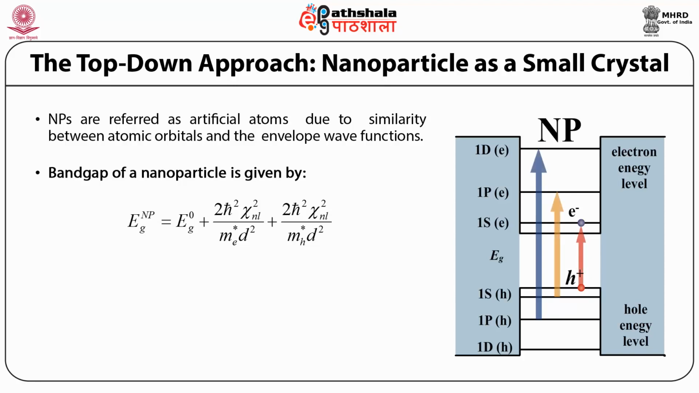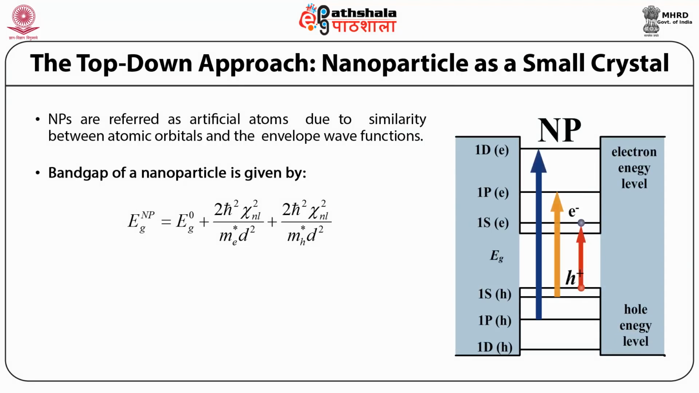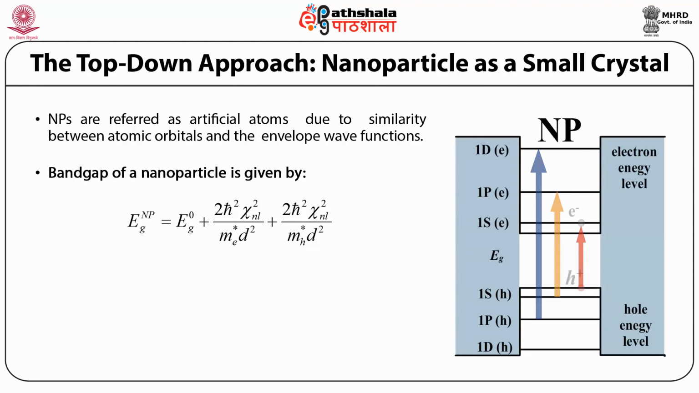In this analysis, the Coulombic interaction between the electrons and holes is neglected under the independent electron approximation. However, under this approximation, it is not possible to have excitons in a nanoparticle. Hence, this approximation is valid if the radius of the nanoparticle is less than the Bohr radius of the exciton, AB.